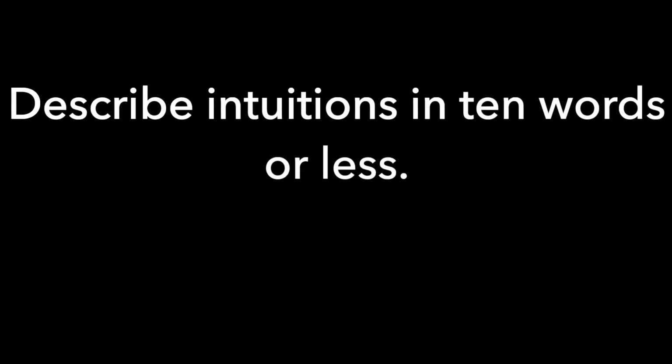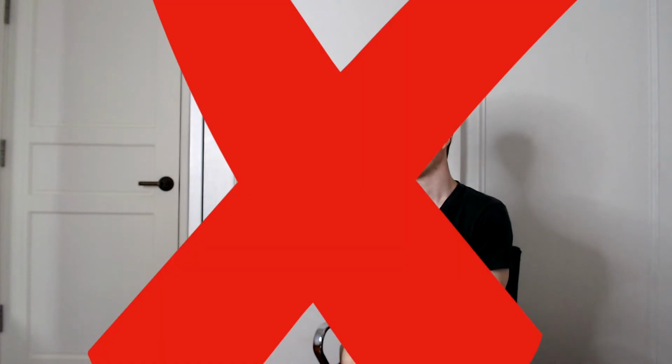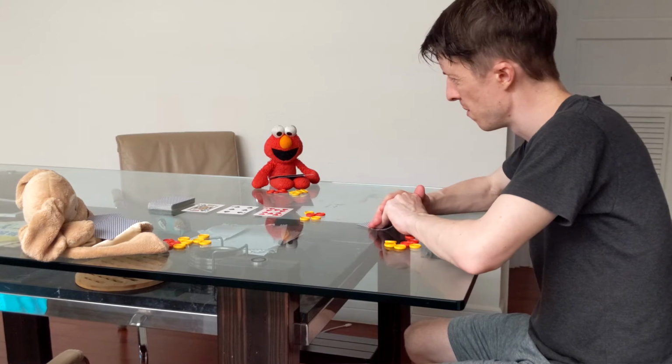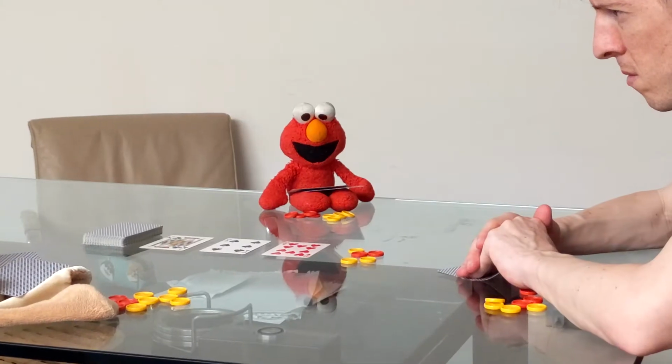Describe intuitions in 10 words or less. Fast, doesn't use working memory. You have the feeling of being right, but when we have an intuition, we have reached some kind of conclusion. Elmo's bluffing. But we can't say exactly why we feel the way we do.